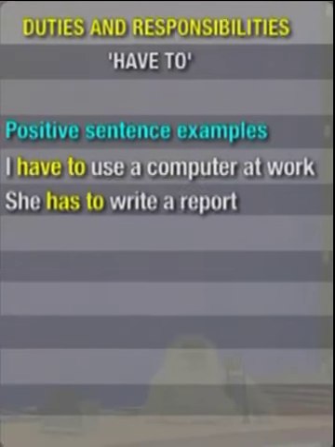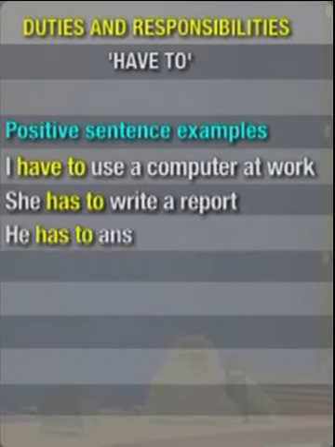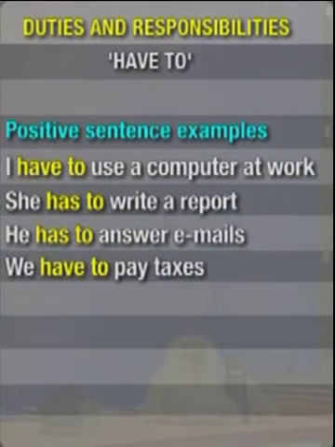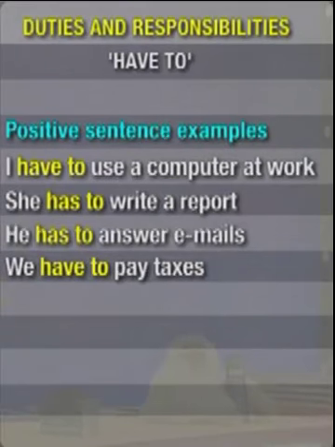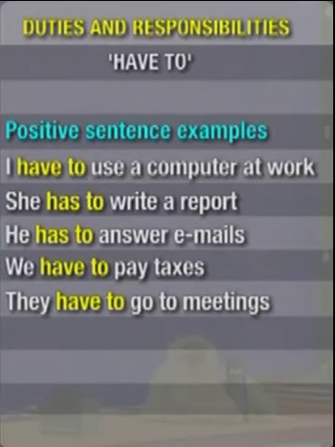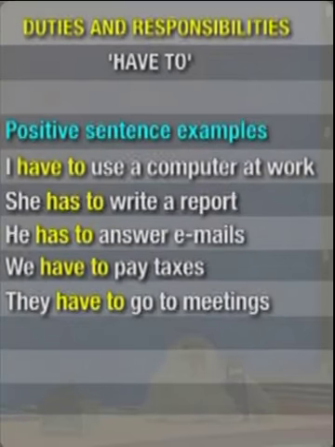She has to write a report. Third person has, okay? She has to write a report. He has to answer emails. All right? We have to, we go back to the pronunciation with F, we have to pay taxes, unfortunately. They have to go to meetings, which is sometimes boring. Have to, okay? Duties, responsibilities.